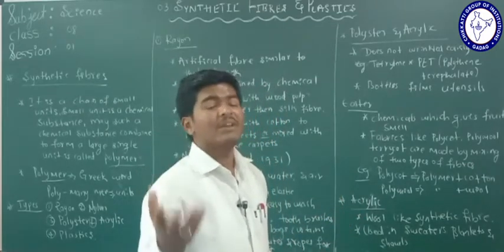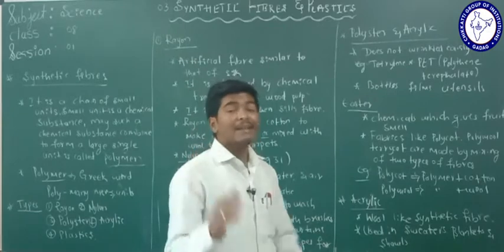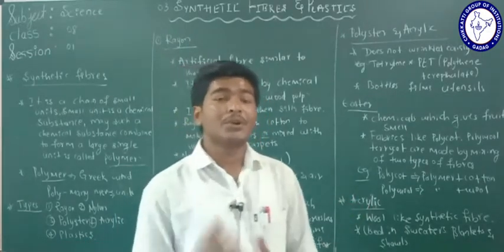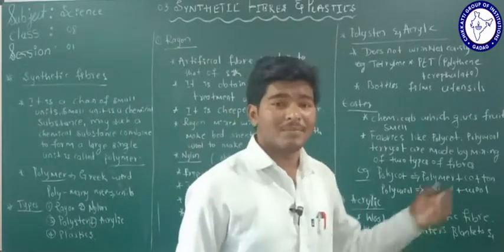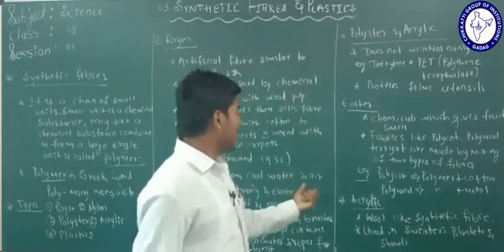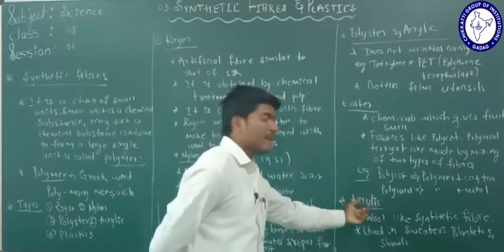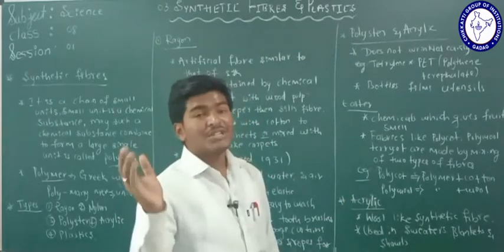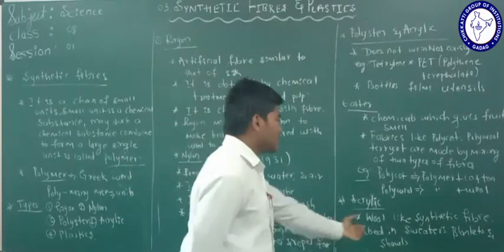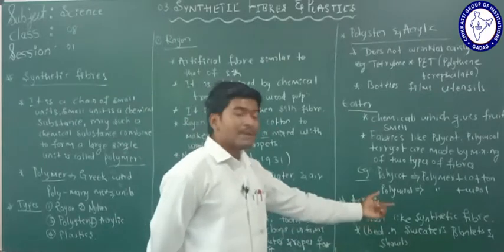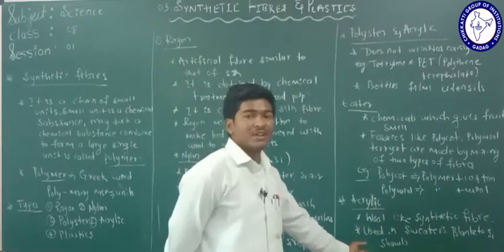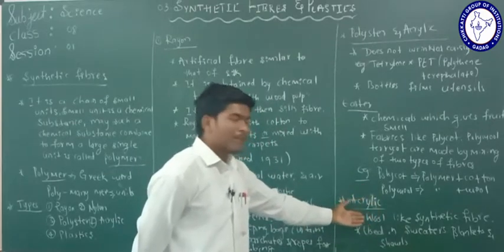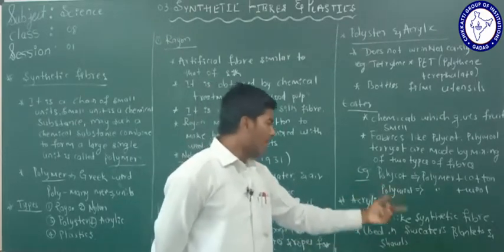You have to remember that wool is used in the preparation of sweaters. Nowadays, the sweaters which we buy are not purely made of wool. They are made of a mixture of acrylic and wool. Have you understood? Acrylic is one type of fiber which is similar to wool. It is used in the preparation of sweaters, blankets and also shawls.